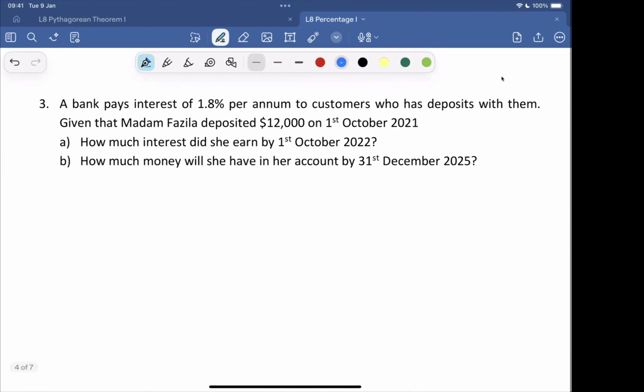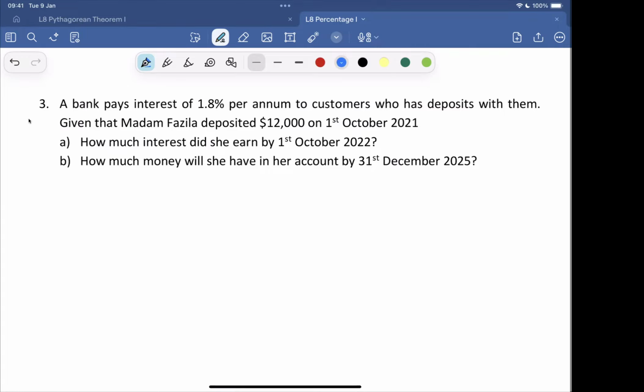Let's take a look at question 3, the bank. So, let me ask Tarun. Hi, Tarun. They say that the bank pays an interest of 1.8% per annum. Is that very little or a lot? Very little. How much is inflation? 3 to 4%. So are you losing money? Yeah, you're losing money. Given that Fazila deposited $12,000 on October 1st, how much will she earn 1 year later?